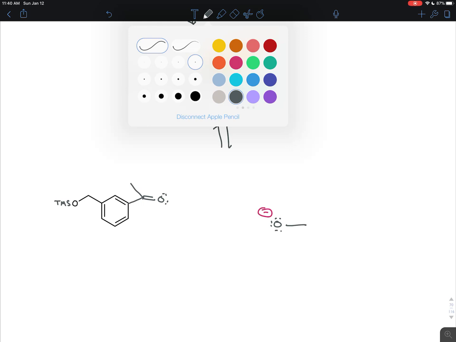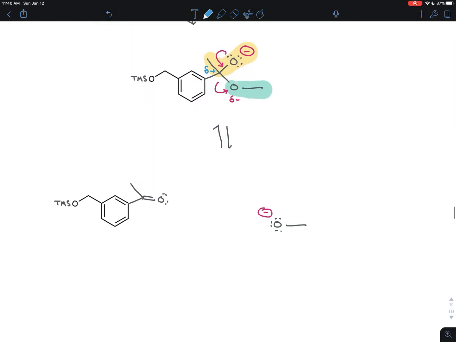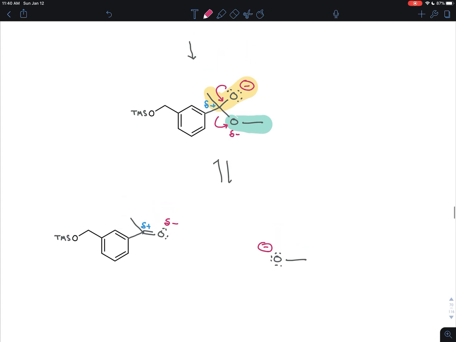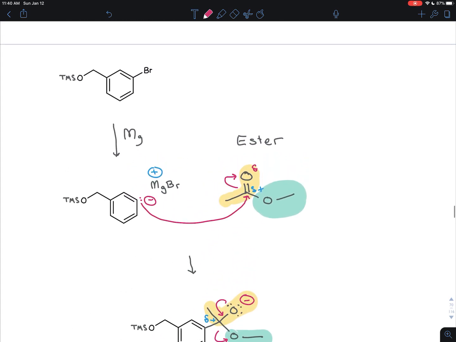But notice what's happened here. After that step, you've reformed the carbonyl. Now, instead of an ester, you have a ketone. The carbonyl carbon is still slightly positive, the oxygen is still slightly negative, and another equivalent of the Grignard reagent can attack.